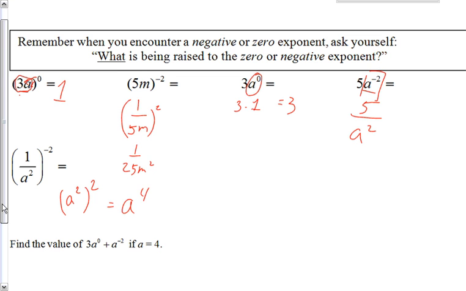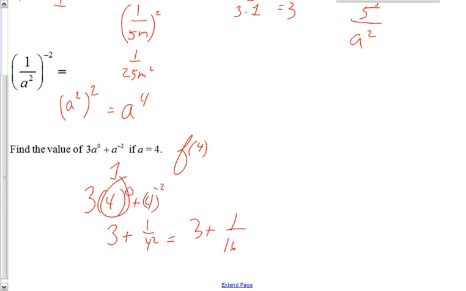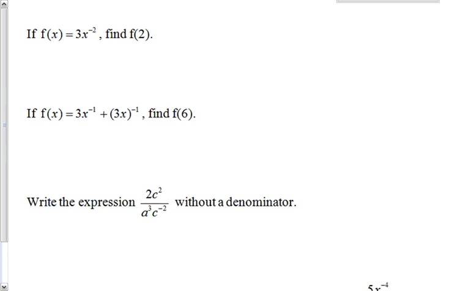All right. The last operation you can do is actually put numbers in. You might see me write f of x, or f of 4 in this case, if I give it to you as a function. 3 times 4 to the 0 plus 4 to the negative 2. Anything to the 0 power is 1, so this is 3 times 1, which is 3. Plus, that is 1 over 4 squared, which is 3 plus 1 over 16, which is 16, 32, 48, 49 over 16. Okay?